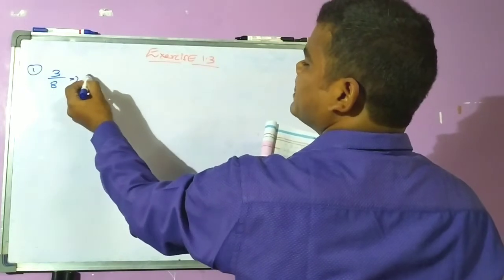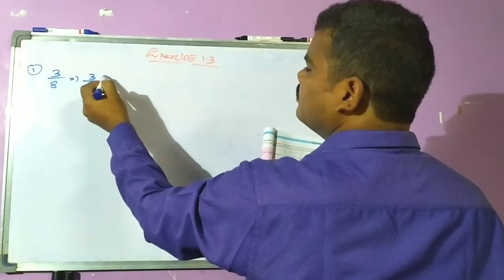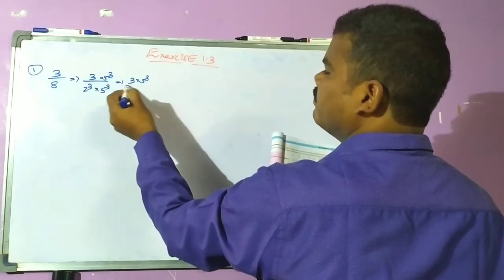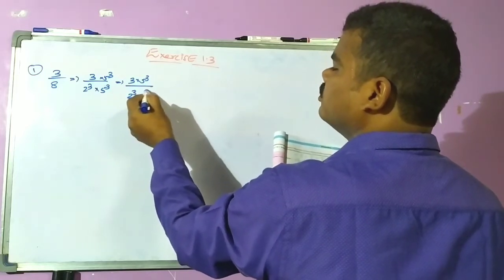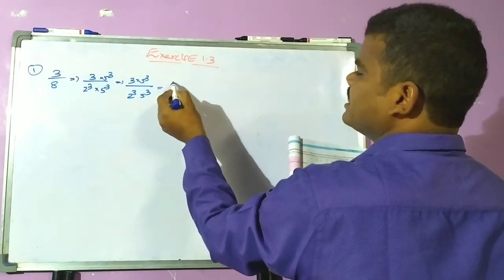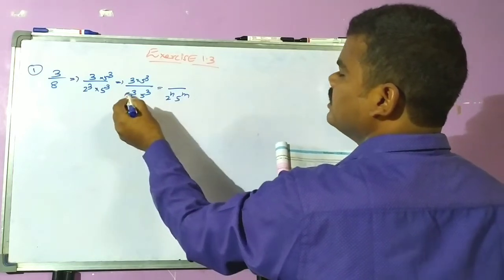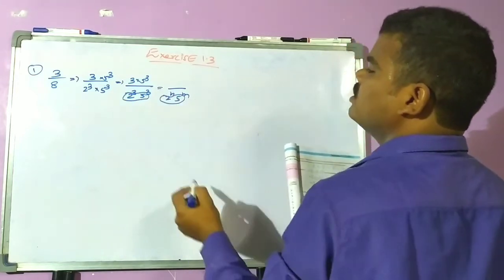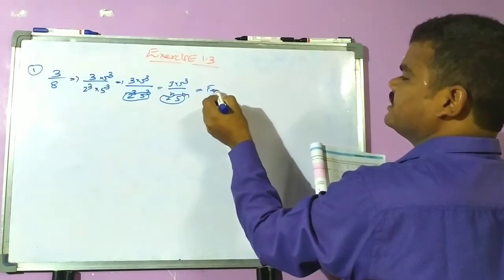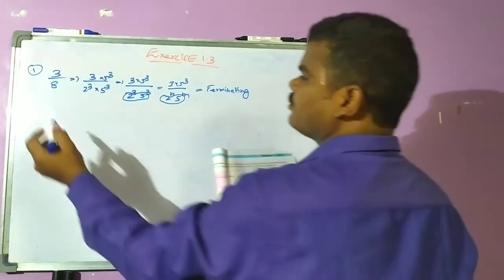First one is 3/8. It can be expressed with 2 cube. Multiplying by 5 cube, 3 × 5 cube by 2 cube × 5 cube. So this can be expressed as something by 2^n × 5^m. So this is a terminating decimal expansion.